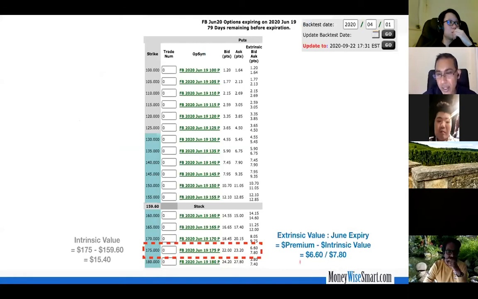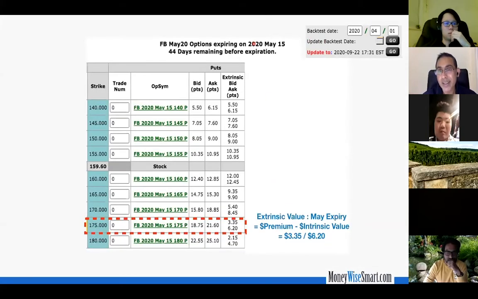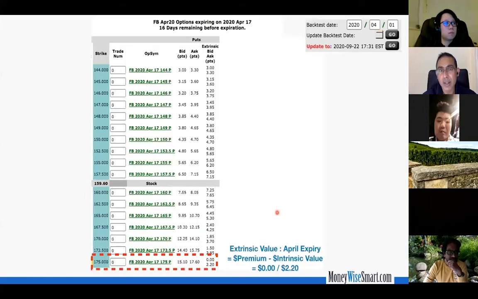So we have already seen that in this case, the extrinsic value is 660, 780. In this particular case, we have taken a closer dated option. So this option expires on 15th of May, which is just 44 days to go. And here you can see for the same strike and the same share price, the extrinsic value is a lot lower. And this option expires in just 16 days. In fact, the extrinsic value of the bid has already decayed. There is no extrinsic value. And the ask price has an extrinsic value of $2.20.